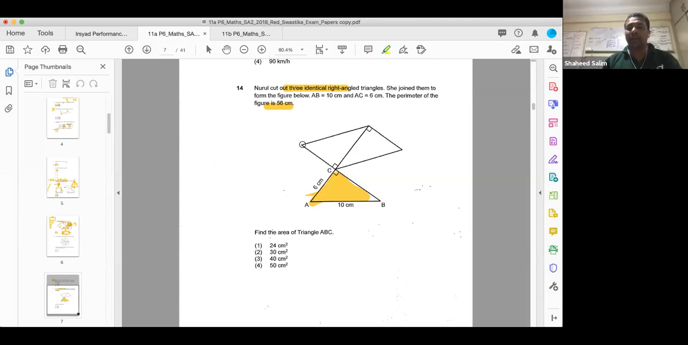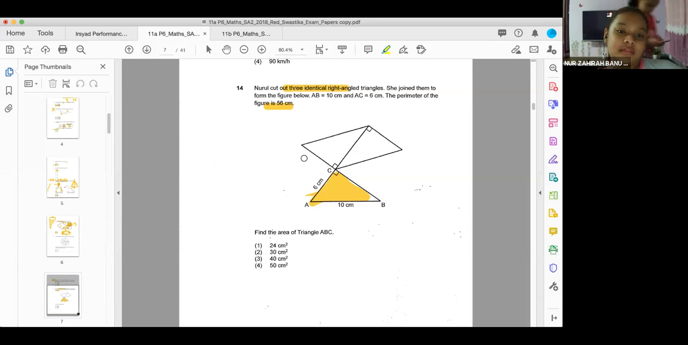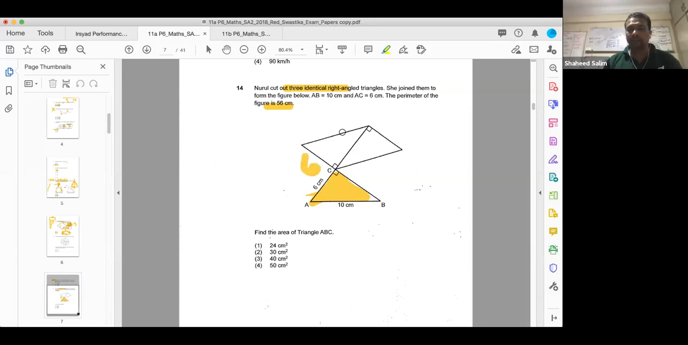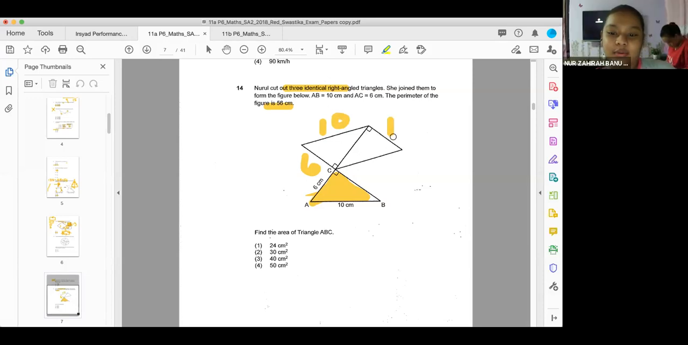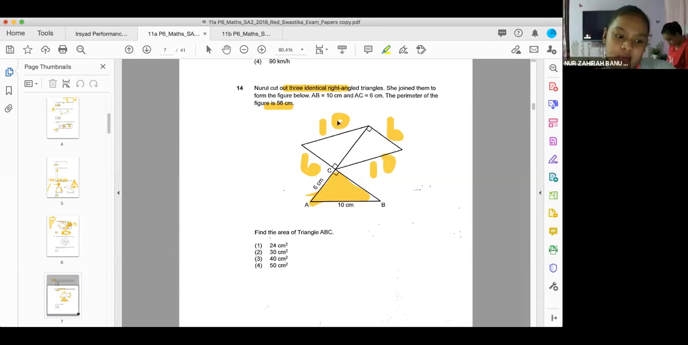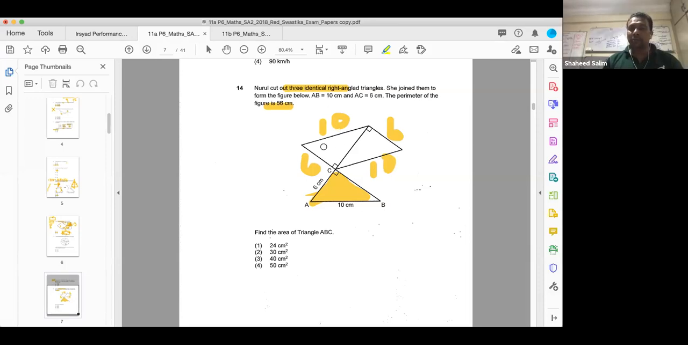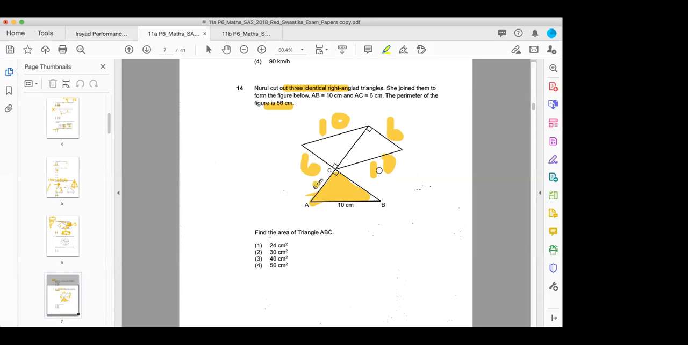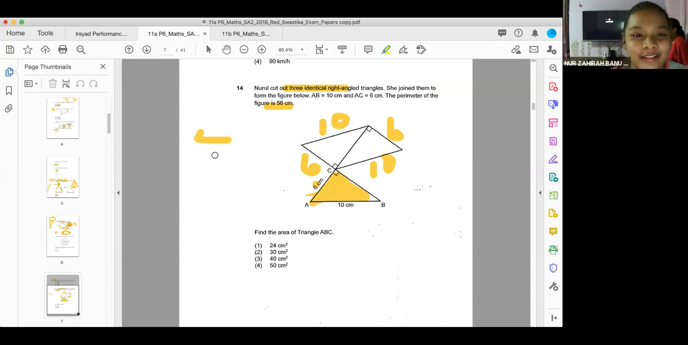Now we ask Zahira. How much is this, Zahira? 6. How much is this? 10. Good. How much is this? 6, and then another one 10. Good. So you add all together. This one we don't know. 10 plus 10 plus 10, how much? 30. 6 plus 6 plus 6 is 18. 30 plus 18 is 48. So 48.